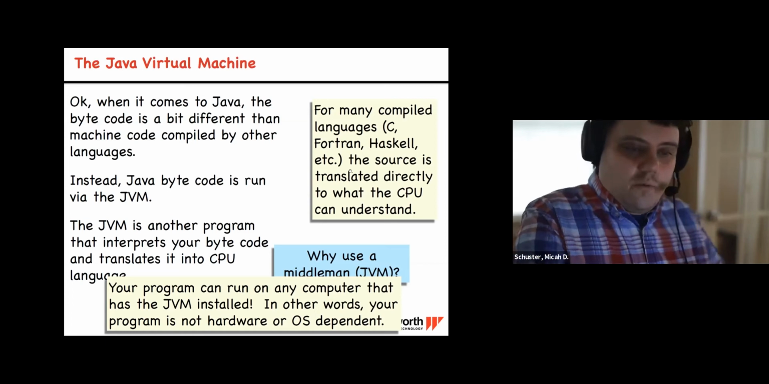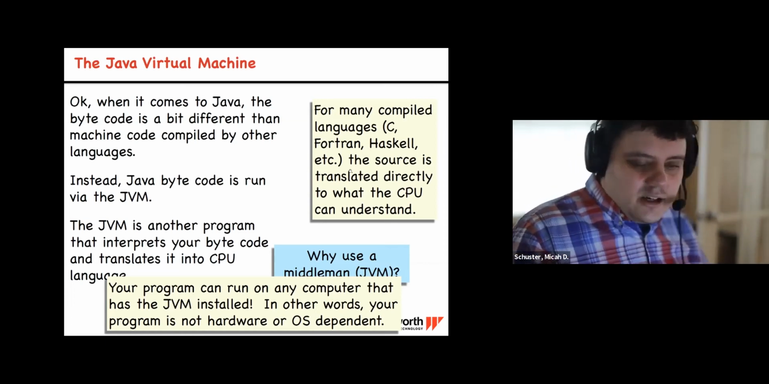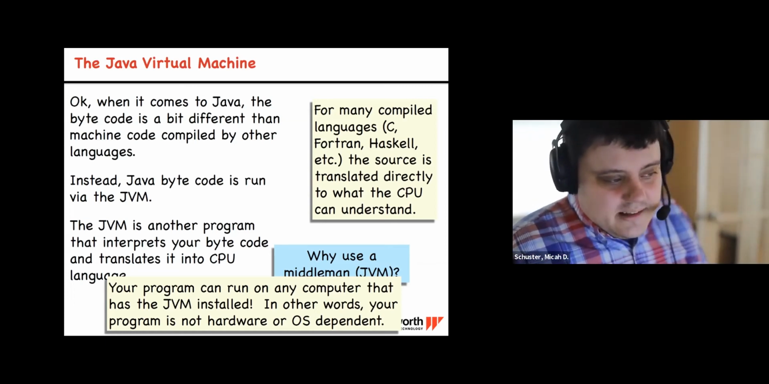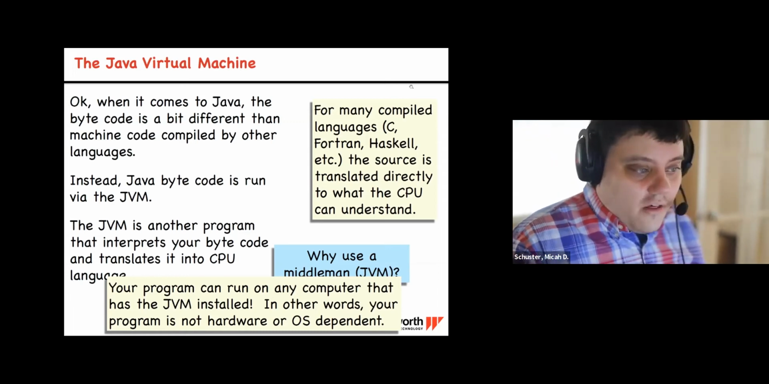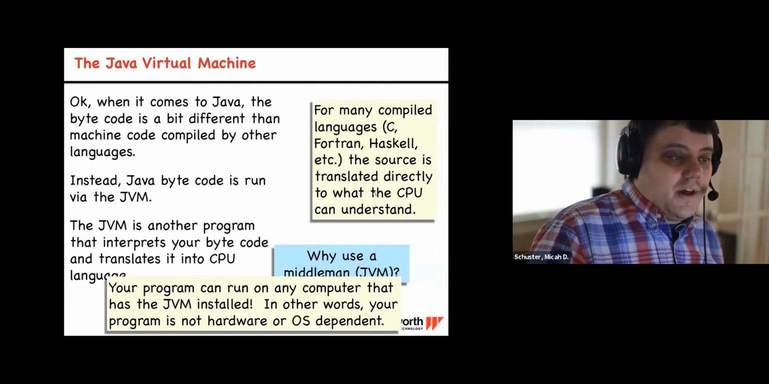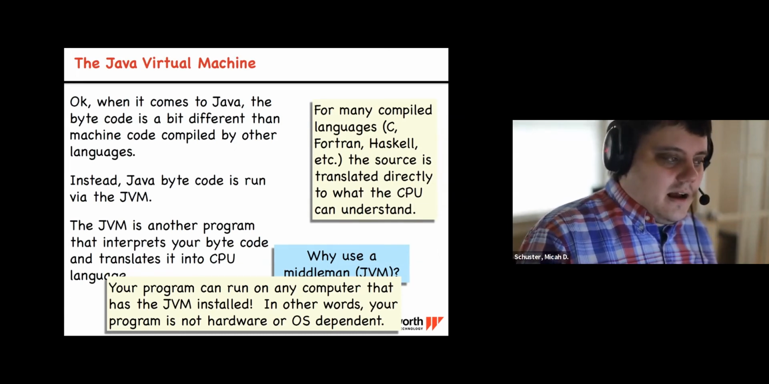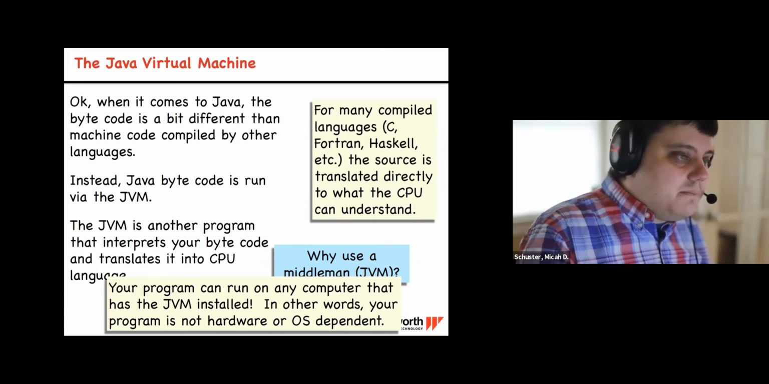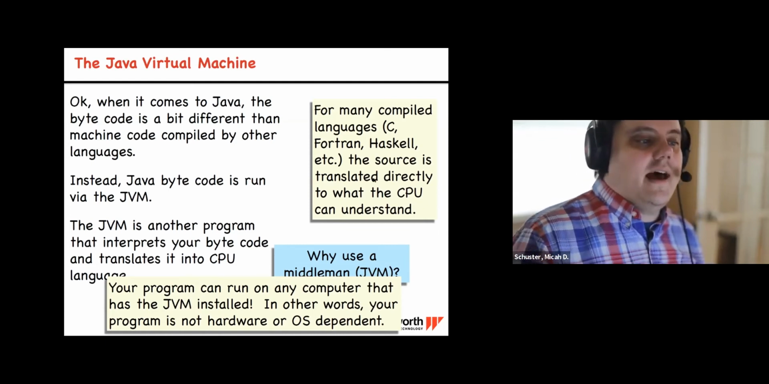So this is something that's worth considering. It causes a little bit of overhead. So Java typically is not as fast as other compiled languages like C or Fortran, but the cost of that might be overwhelmed by the flexibility that you get.